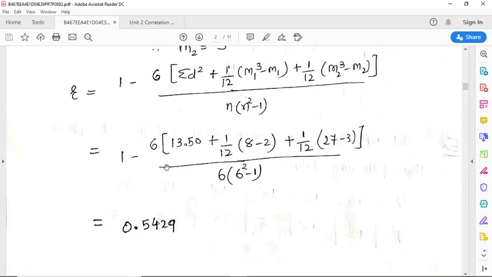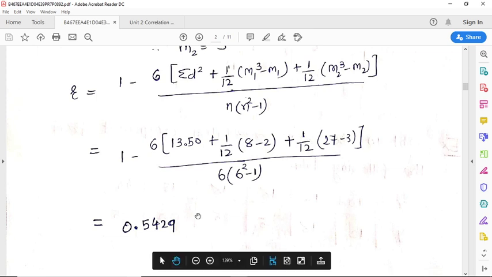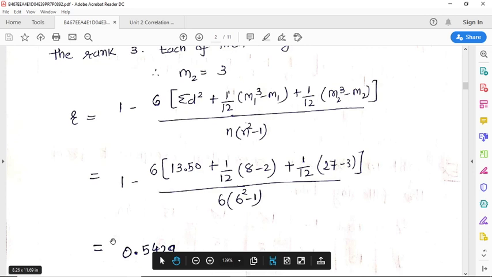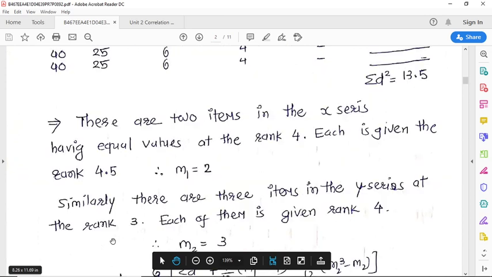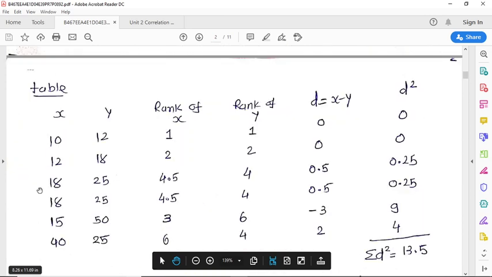Take it. First solve this one. It is 8 minus 2, 6 by 12, and that is 27 minus 3, 24 by 12. That is a 0.5, and add 13.5, multiply with 6 and divide by 35 into 6. So take the division and subtract from 1. That gives the answer 0.5429. So that is the rank correlation between the tied data. Clear? That is, the rankings are in tied form, the similar values there.